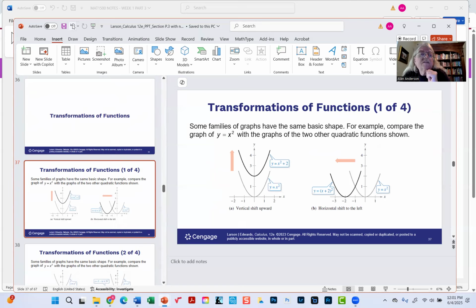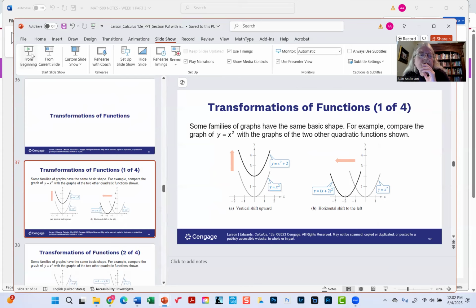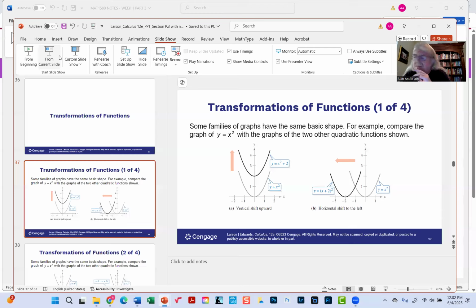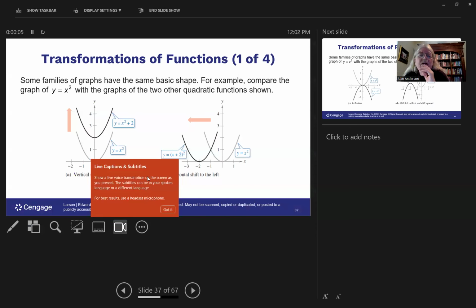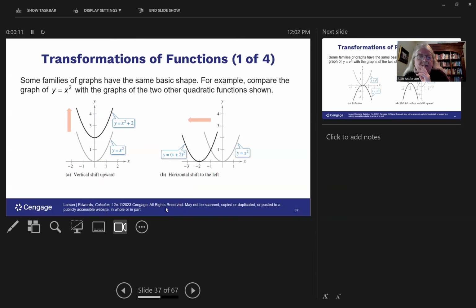Hold on one second. See if I can make this a little bigger. This is very weird. There we go. I don't know what that was all about. I was hoping to make it a little bigger so you can see it more easily, and this is what we get.